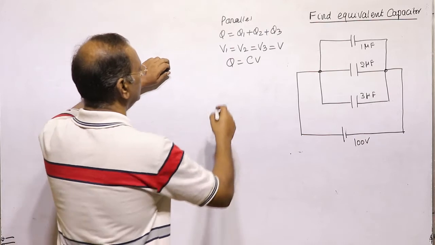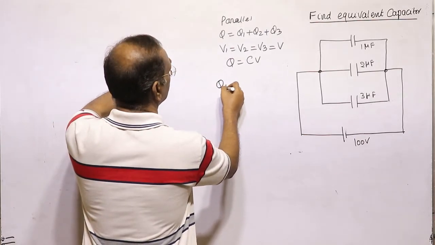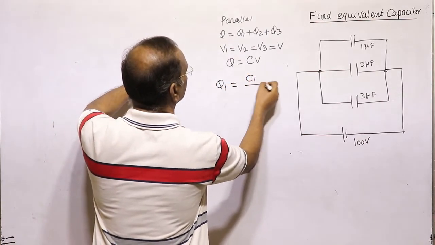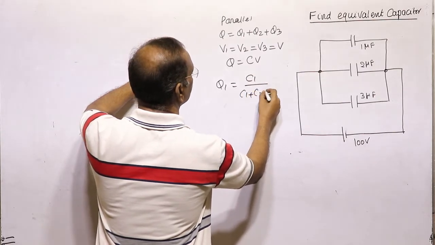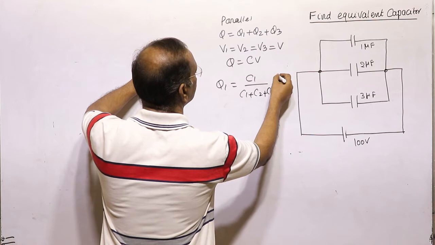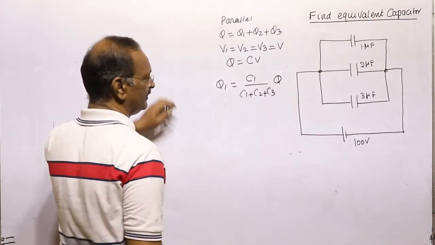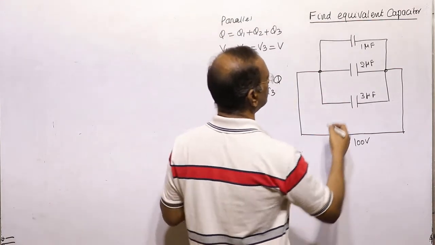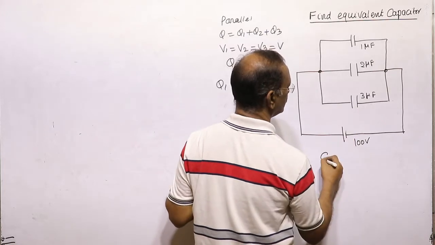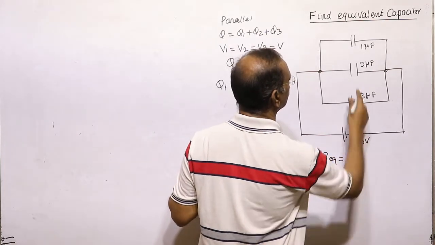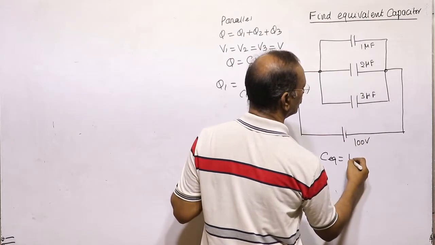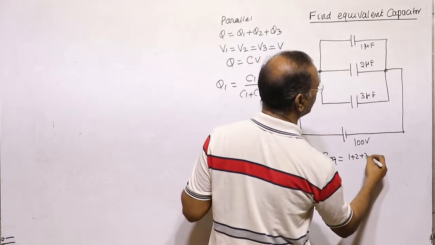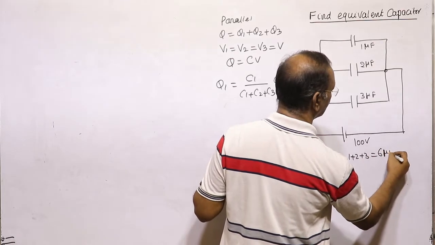In the shortcut method, Q1 is equal to C1 divided by the sum of all the capacitors, C1 plus C2 plus C3, into the total charge. First let us find the total charge. What is C equivalent? These are in parallel, so we can add them: 1 plus 2 plus 3 is equal to 6 microfarad.